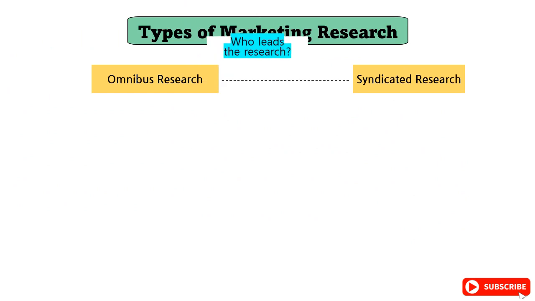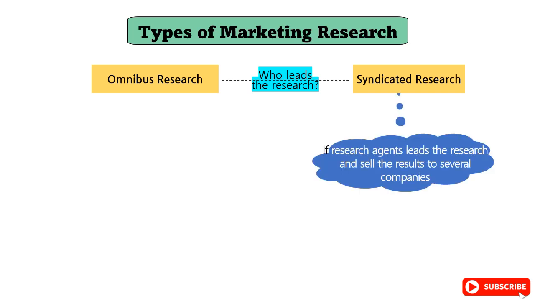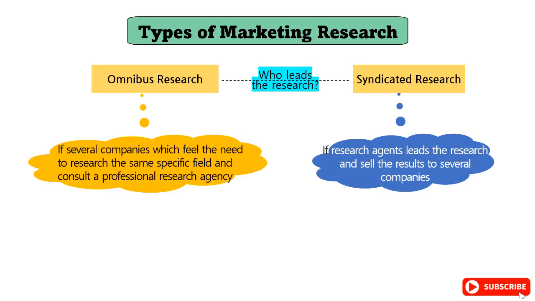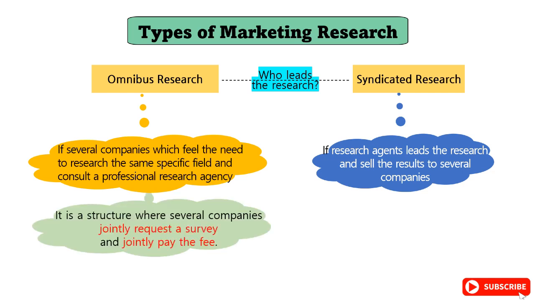Accordingly, the difference between the syndicated research and omnibus research is who takes the initiative to conduct the research. If a research agency leads the research and sells the results to several companies, it is called syndicated research. If several companies feel the need to research the same specific field and consult a professional research agency, it is omnibus research. In other words, omnibus research is a structure where several companies jointly request a survey and jointly pay the fee.